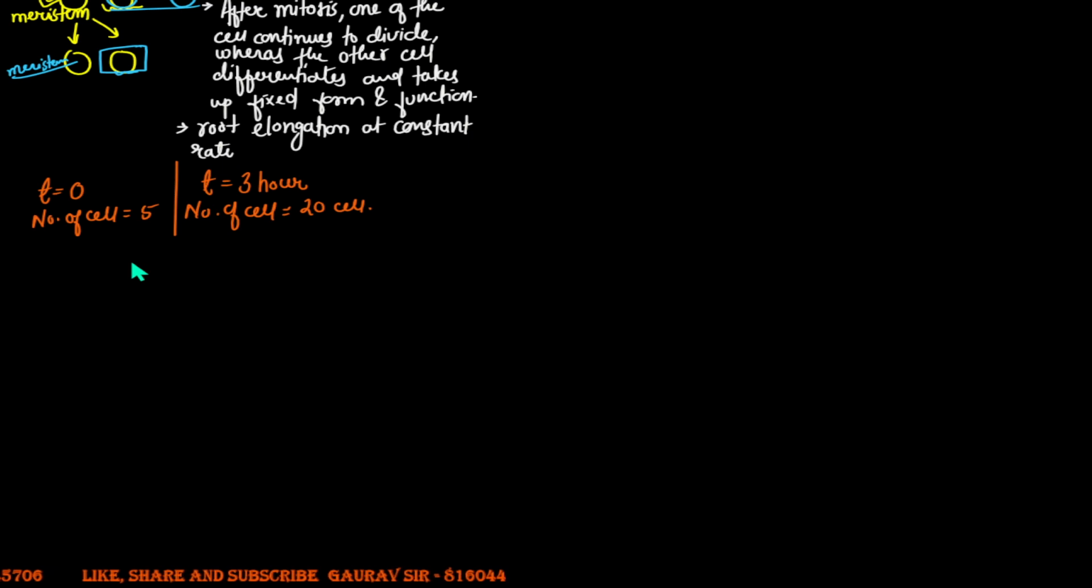Can you understand what has happened? Yeah, let's take this and do it in a mathematical form. Okay, so you have 5 cells when the time was 0. Now after 3 hours, how many cells are there in the system?